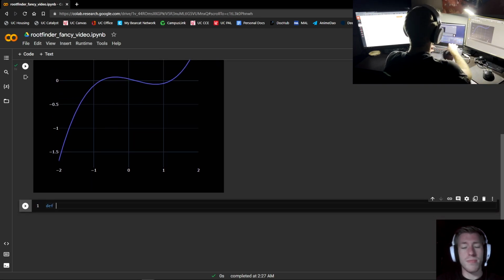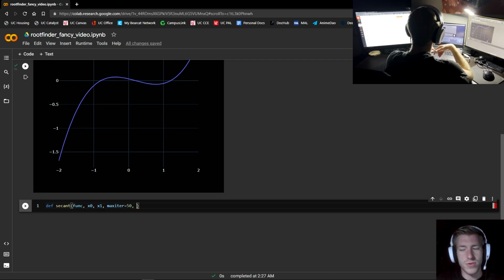We're going to start by defining our secant function. Spell it secant. What we're going to take is the function we want to find the zeros of. We're going to start with 2 points, x0 and x1. And then we're going to define our max iter, the maximum number of times we want to recursively do this, which I'm just going to pick 50. And then our tolerance. So how close do we want to get to 0? I'm going to go with 1e-12, because that's pretty small.